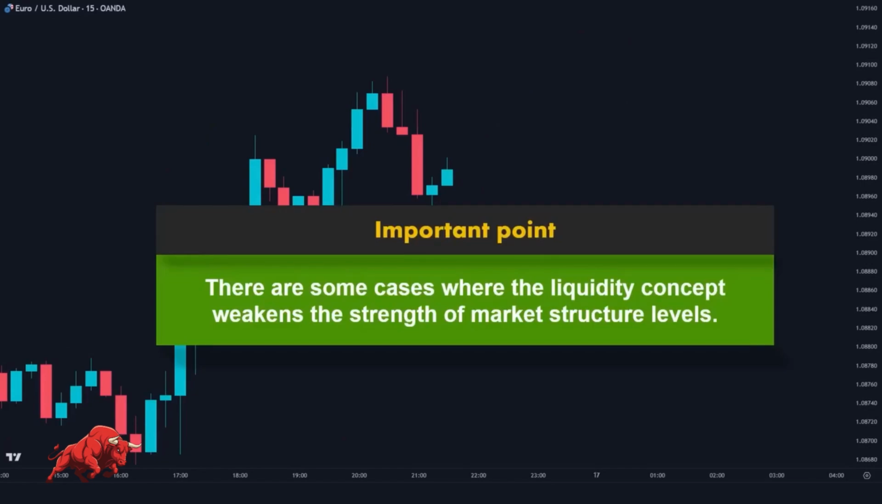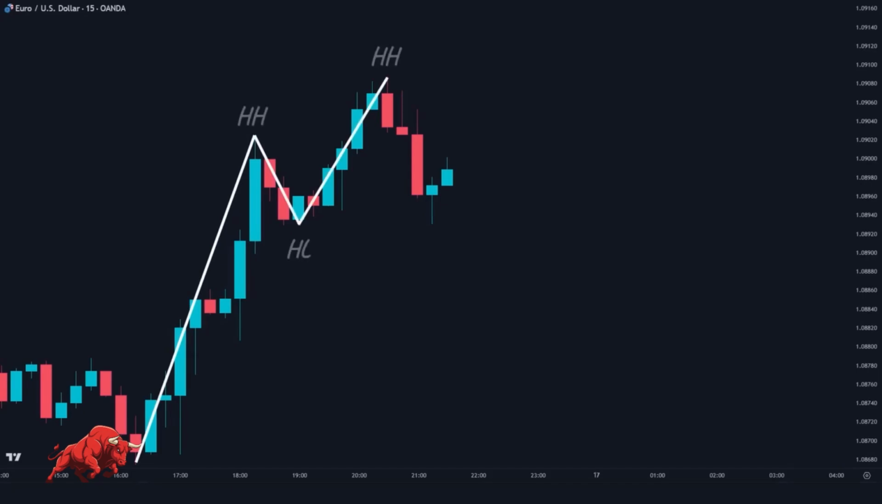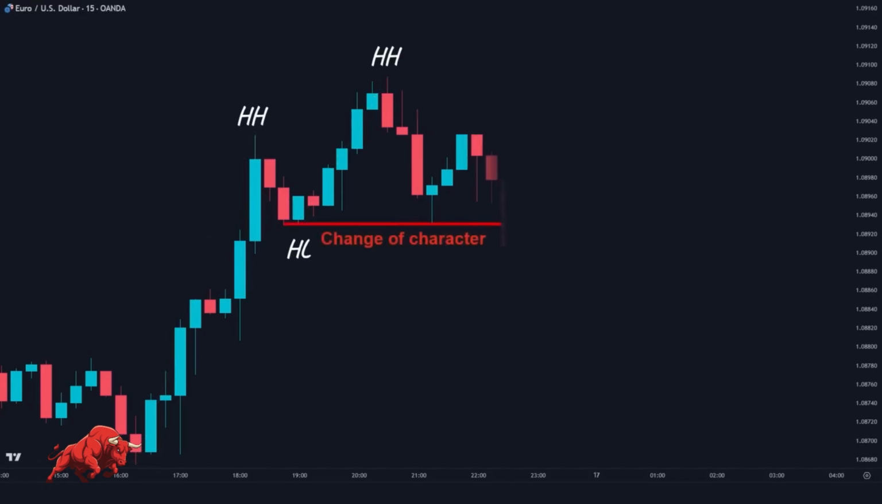Now, there are some cases where the liquidity concept weakens the strength of market structure levels. For example, here could be the latest market structure schematic, pointing out higher highs and higher lows. Normally, if the price breaks and trades below this higher low, we would interpret it as a change of character and expect a shift in the market direction.